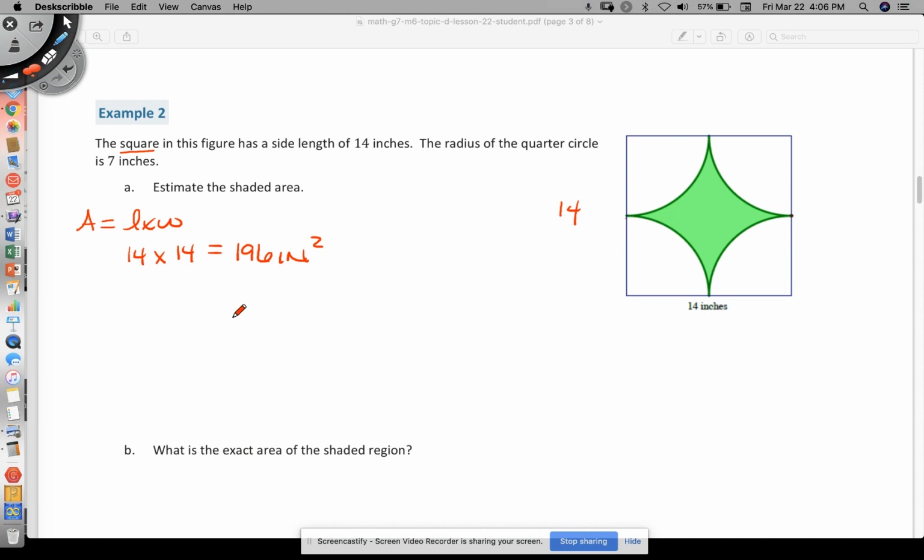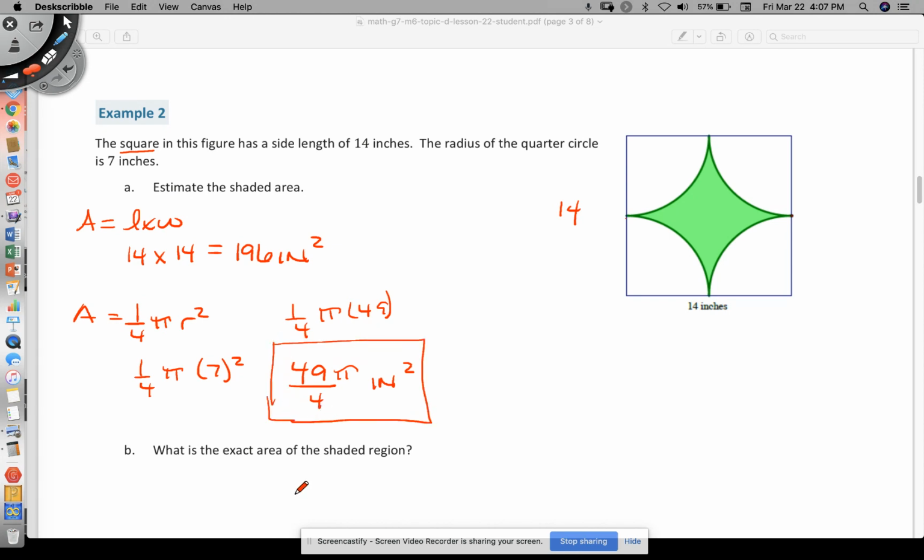Now, since each quarter circle has a radius of 7, I'm going to say area equals 1/4 pi r squared. So we're going to say 1/4 pi times 7 squared. That's 1/4 pi times 49. Now, I know that this doesn't go in directly, so I'm just going to leave it as 49/4 times pi inches squared. If I calculated that all the way out, that would give me the inside shaded area. But we're going to leave this answer in terms of pi for right now.